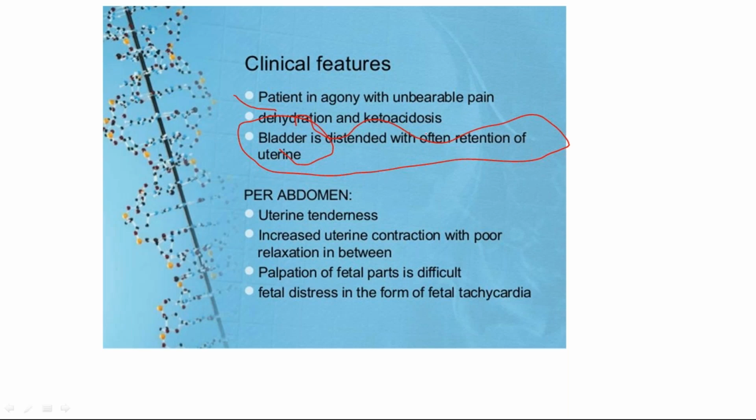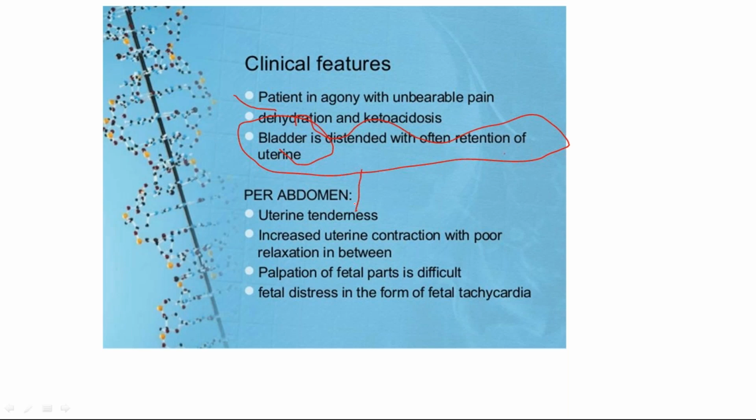So just ask the patient to pass urine in a bedpan if she's not able to go to the washroom. So if you find that the bladder is distended and the patient is not able to pass urine, you need to put a simple rubber catheter, not the Foley's catheter, and then drain the bladder. You have to suspect there is some abnormality. So that's one point you have to always keep in mind whenever you are monitoring the patient in labor.